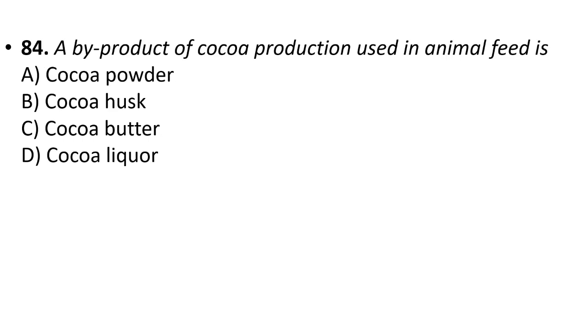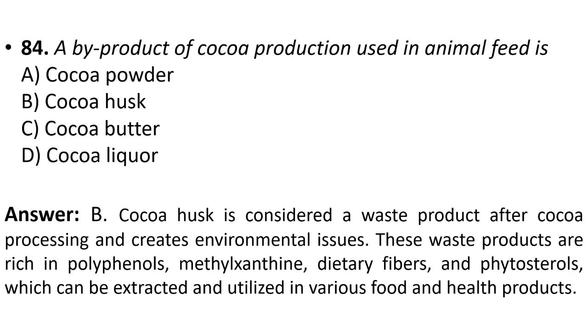84. A byproduct of cocoa production used in animal feed is cocoa powder, cocoa husk, cocoa butter, cocoa liquor. Your answer is option B, cocoa husk. Cocoa husk is considered a waste product after cocoa processing and creates environmental issues. These waste products are rich in polyphenols, methylxanthine, dietary fibers, and phytosterols, which can be extracted and utilized in various food and health products. Also, we can use it as animal feed.